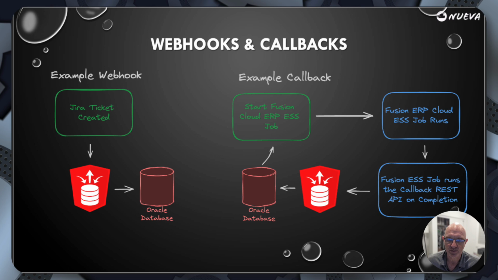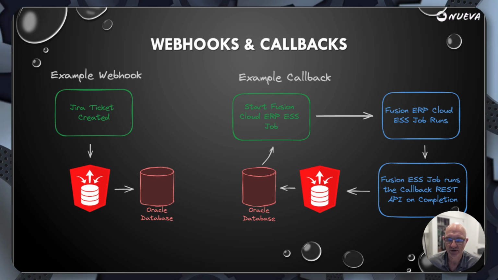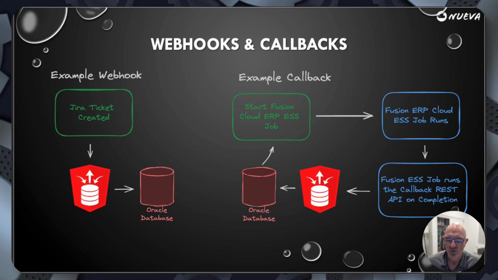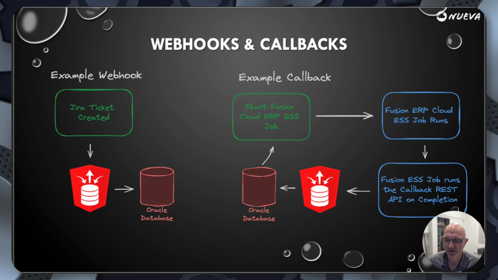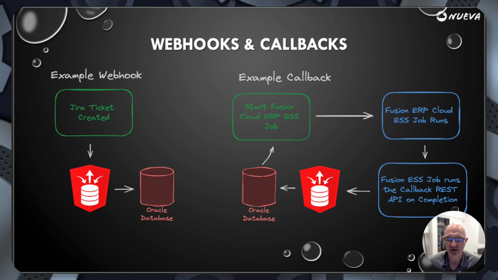On the right, we're looking at a callback. Callbacks are similar to webhooks, other than the fact they're usually initiated from our side. So in the case of running a Fusion ESS job, which is a background scheduled process, we call an API in Fusion to start that ERP ESS job. While we call that REST API, we pass along the URL of the ORDS service we want Fusion to call once that job is completed. So that Fusion job then runs. When it finishes running, it sends the details, the status of that job back to that REST endpoint, and then we can process that in our local database.